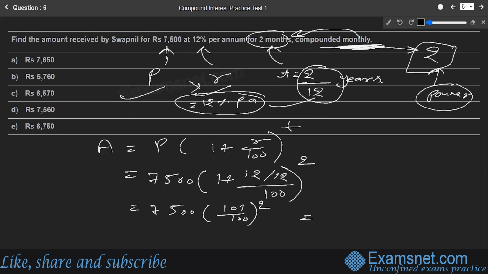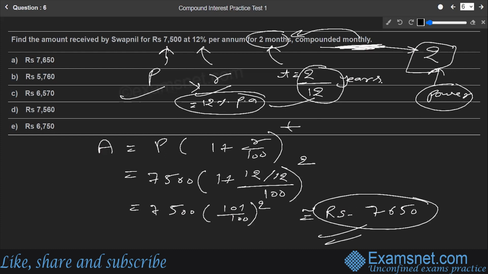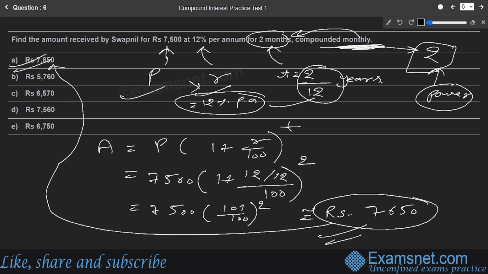If you calculate it approximately, otherwise it will come in the decimal part, this reaches rupees 7,650. So that is the actual amount you will receive if the principal is compounded monthly for 2 months, and it is available in option number A, rupees 7,650, and that is the right answer.